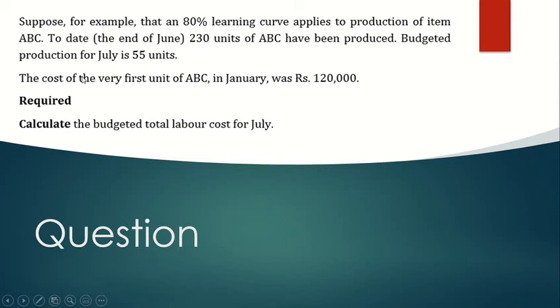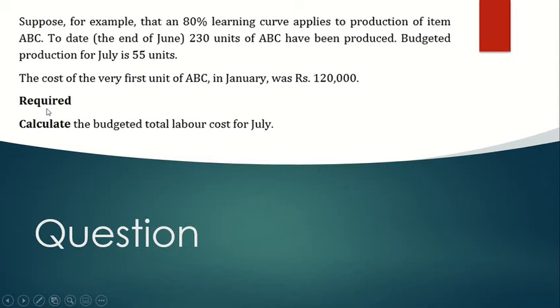Now they have given the cost for the very first unit of ABC, it is 120,000. So a they have given for the first unit, the cost is labor, this is obviously a labor related cost, 120,000. b we want to find: log 0.8 should be divided by log 2. X can be 230 or we can apply 285. We'll decide it based on the question. Now we'll move to the question.